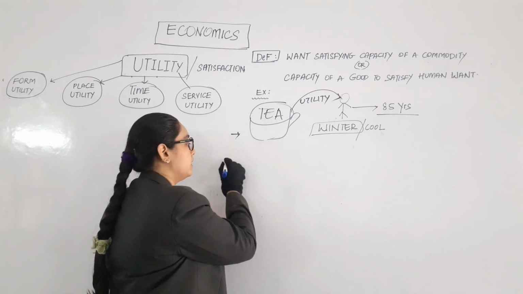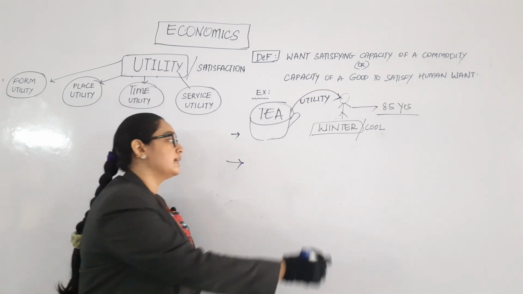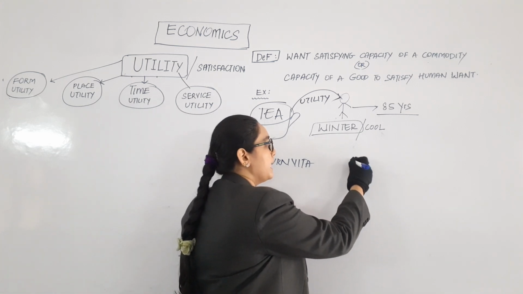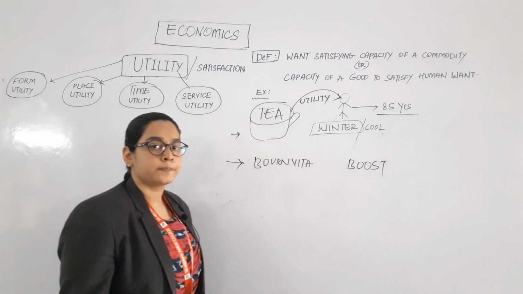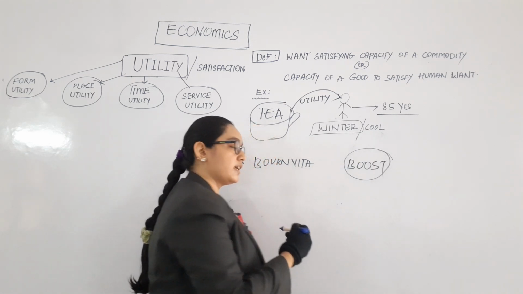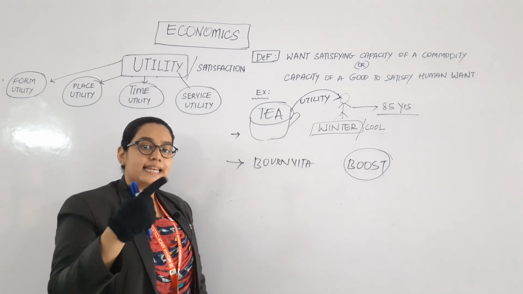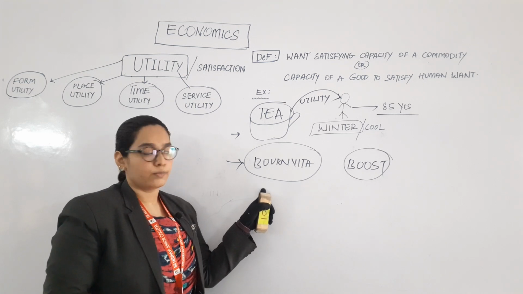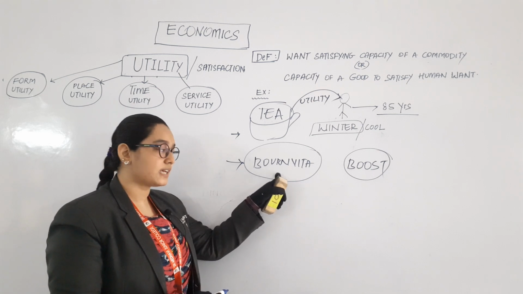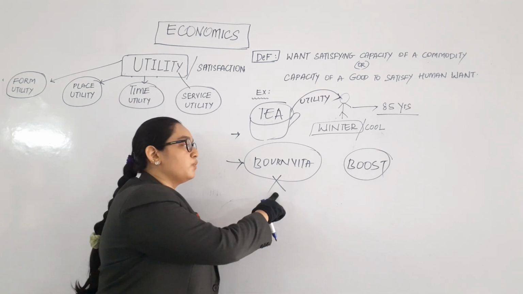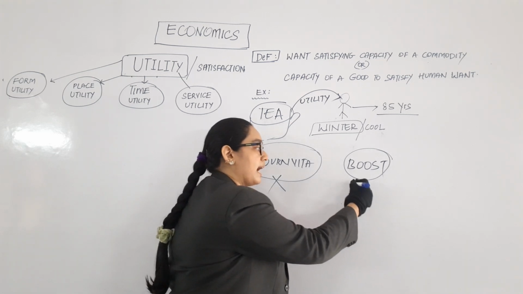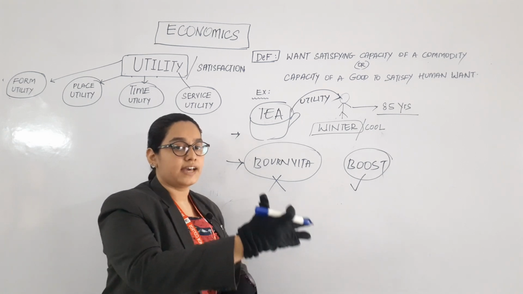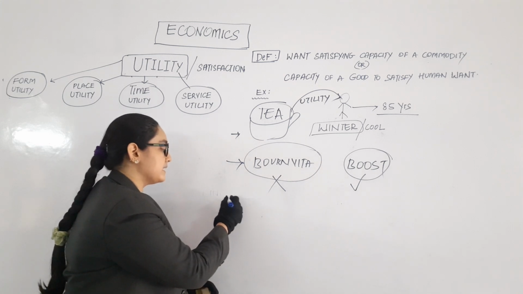Let us take one more example. Few students like Bonvita and few students prefer consuming Boost. A person who likes Boost and is addicted to drinking a cup of Boost daily in the morning, if I serve him Bonvita, is he going to get any satisfaction from this? No, because he doesn't like it. That means Bonvita cannot give satisfaction to that person who likes Boost. Now I can say that Boost is a commodity which has the capacity to satisfy that person's want. Let us see one more example.